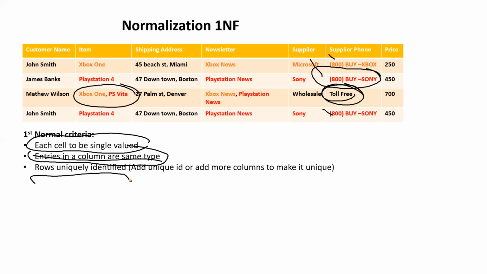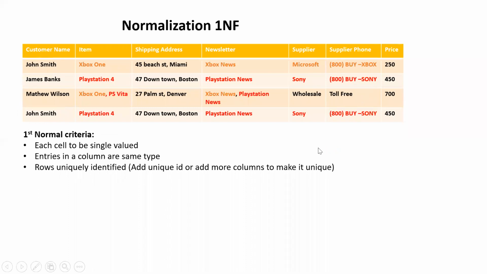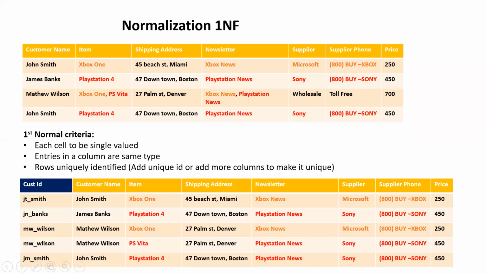Third, rows should be uniquely identifiable. Now, will I be able to identify the rows uniquely? No, right? Because I have this John Smith and I have this John Smith as well. I want to make my rows uniquely identified, right? I should be able to identify the row uniquely. So once all these three criteria are met, then only I will be able to say that my table is at the first normal form. So if I want to achieve that, I have to create a table like this. Now let's try to understand the table here.